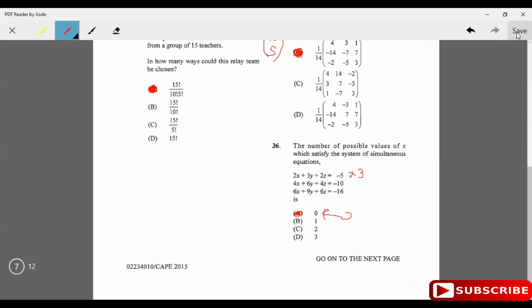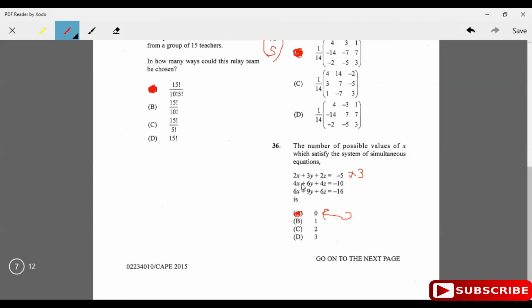Sir, so what if all of them were consistent, sir? Like all 3 of them were scalar multiples of each other. If all of them are scalar multiples of each other, so let's say this was equal to negative 15, then this would have infinitely many solutions. That's what would happen. It would have infinitely many solutions.